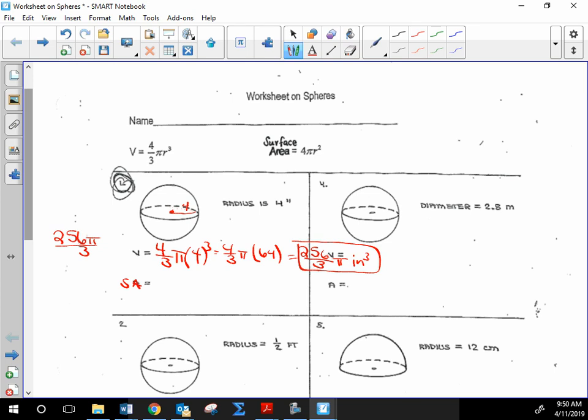Good. All right, so our surface area is 4 pi r squared, so 4 pi, radius squared, 4 squared. What is 4 squared? And 4 times 16 gives us? 64. 64 pi. And again, we have units. Inches. What's squared? Inches squared. And that's it.